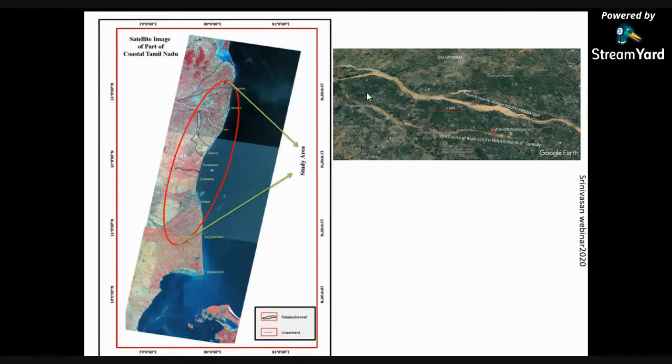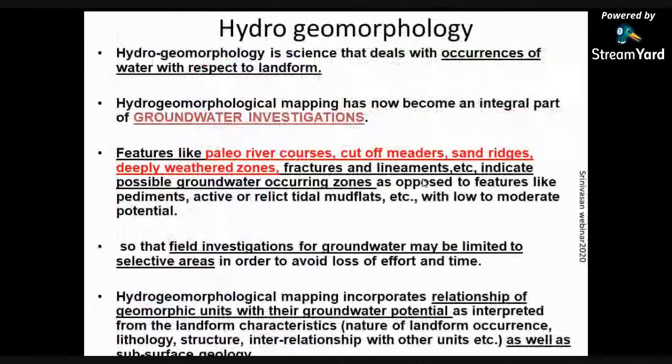Now take this example. This is one river, but it is an old river course, a paleo river course. Why is it important? This also contains sand and granular material. A riverbed contains sand, which is good for holding groundwater. The old channel also contains granular sandy material. If you drill there, you will get water. So it is critical in groundwater investigation. Hydrogeomorphology is geomorphology applied to the hydrological factor and the groundwater point of view, with respect to the occurrence of water with respect to landform. So we look at the cut-off meander, sand ridges and all that.